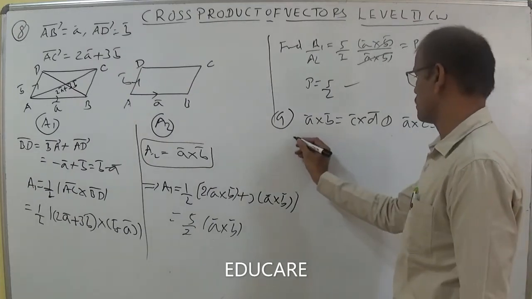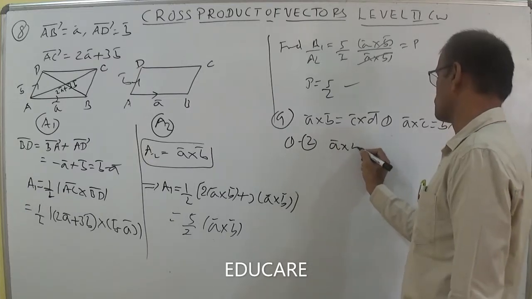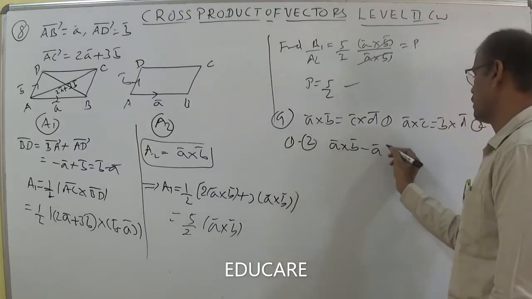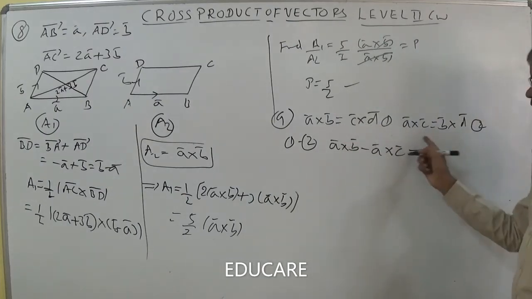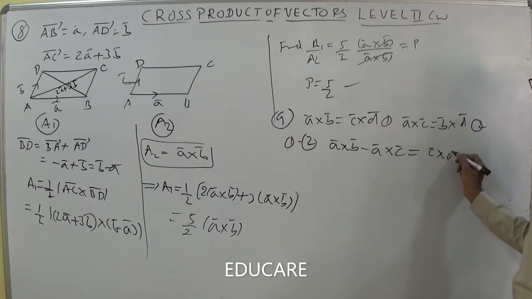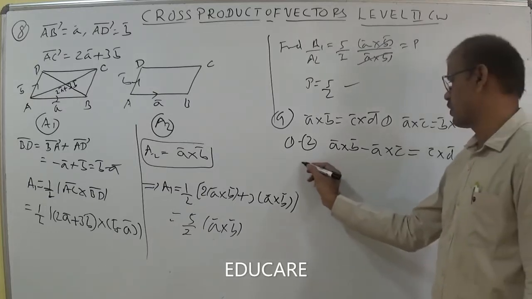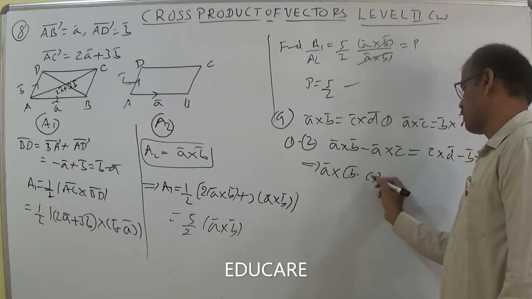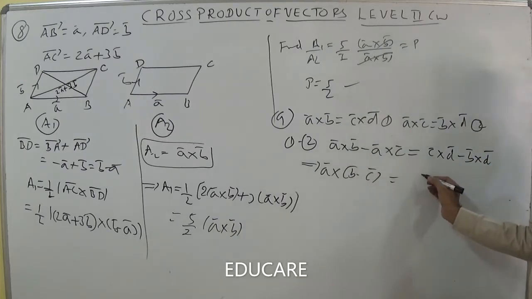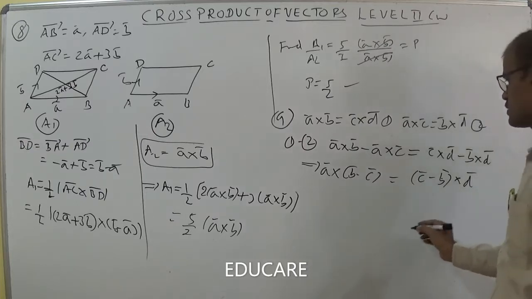It is the first equation. Now let us do 1 minus 2: A bar cross B bar minus A bar cross C bar, LHS minus LHS and RHS minus RHS, C bar cross D bar minus B bar cross D bar. That implies if we take A bar common, you can write B bar minus C bar. Next, if you take D bar common, C bar minus B bar.